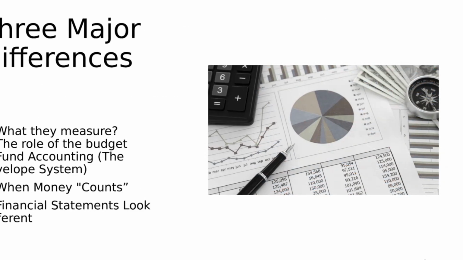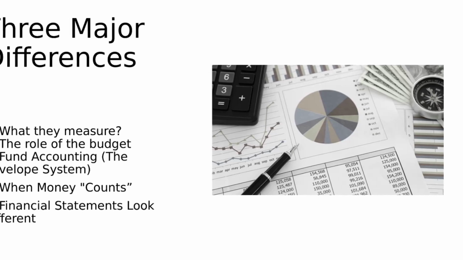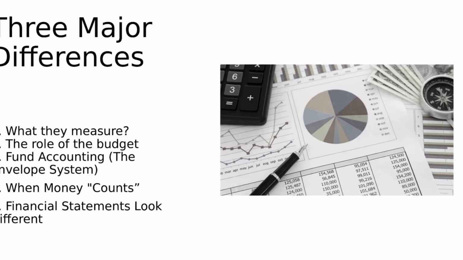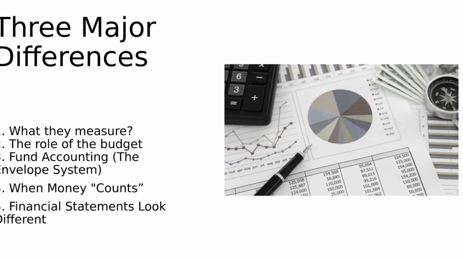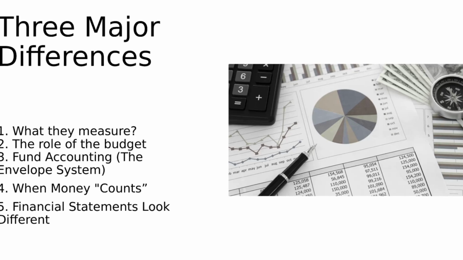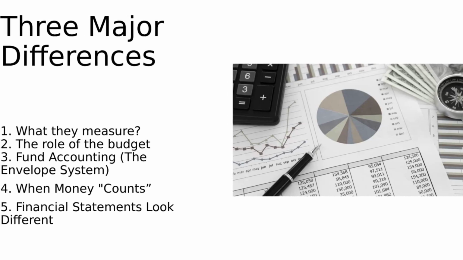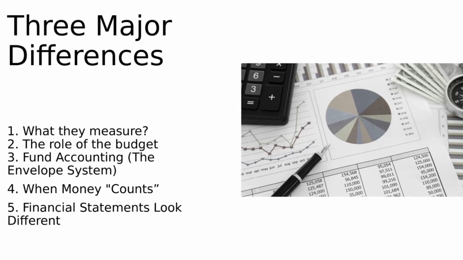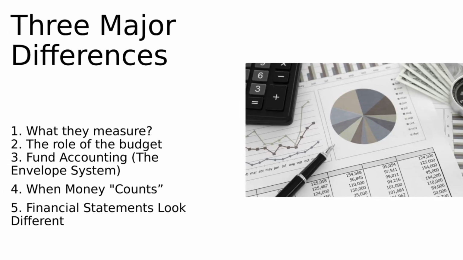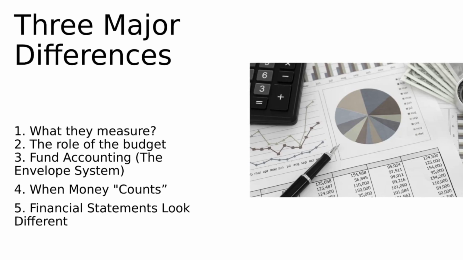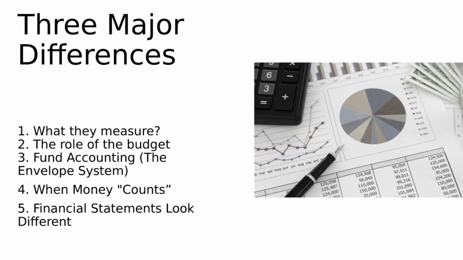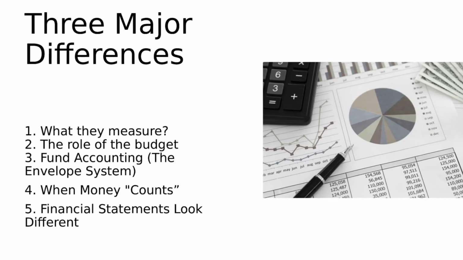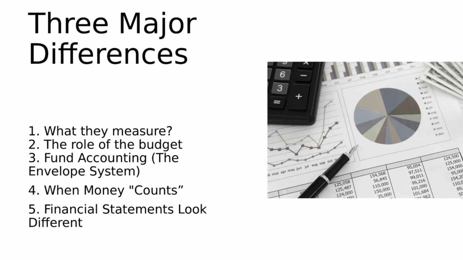Now, let's highlight 5 major differences that set government accounting apart from business accounting. First, what do they measure? Businesses focus on profit, while governments measure service and accountability. Second, the role of the budget is central in government. It's a legal limit, not just a plan. Third, fund accounting, sometimes called the envelope system, helps governments track money for specific purposes. Fourth, timing matters. When money is counted can differ. Finally, financial statements look different, reflecting these unique priorities.